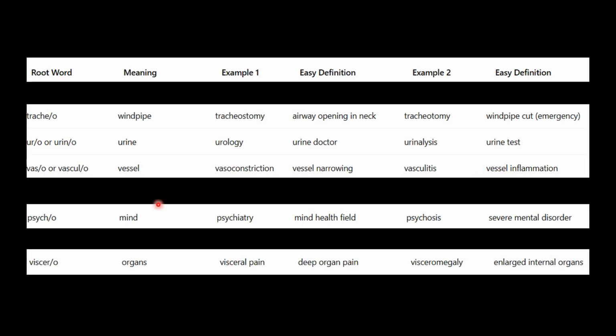Next is psycho, which is denoting the mind. So if something is related to the mind, then we will find the root word as psyche or psycho. For example, psychiatry. Psychiatry means mind health field. You might have heard about psychiatrist, psychology, right? So these words are all related to the mind. That's why we are using the terminology psychiatry. This is a complete terminology, and here the root word is psych or psycho.